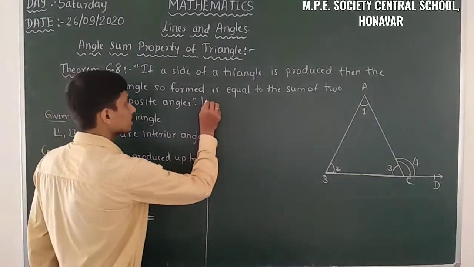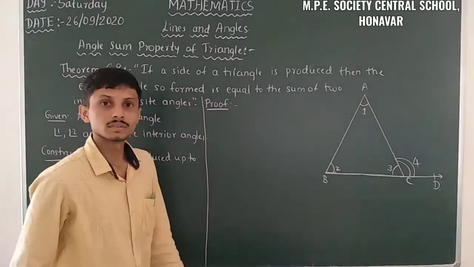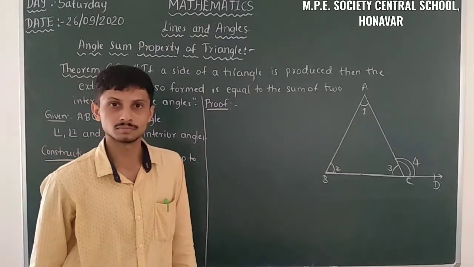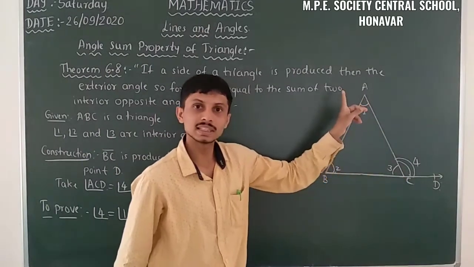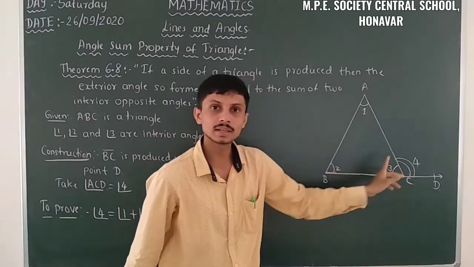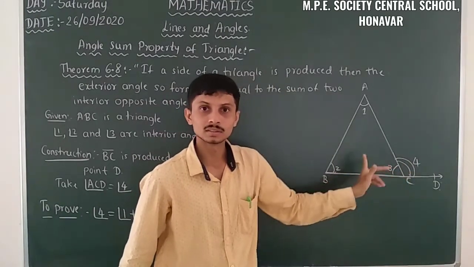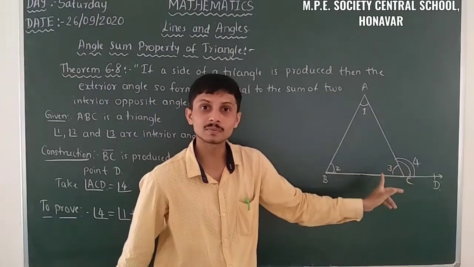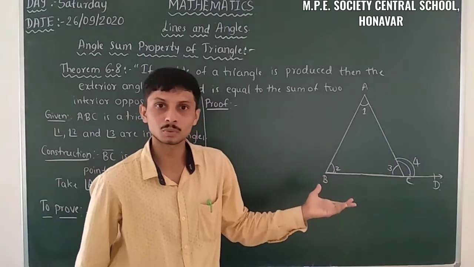Yes, firstly I will take the proof. In the proof, firstly I will take axiom 6.1. Just consider ray CA stands on BD. When ray CA stands on BD, adjacent angles form. The sum of adjacent angles formed is 180 degrees. We can use that one.